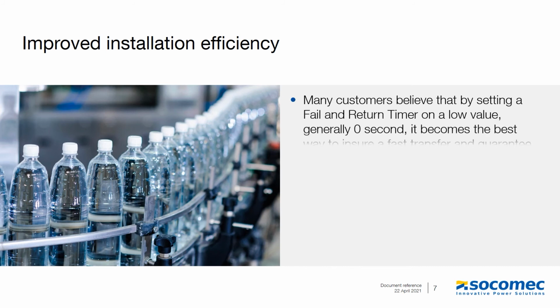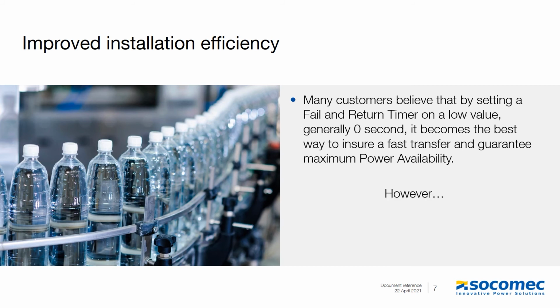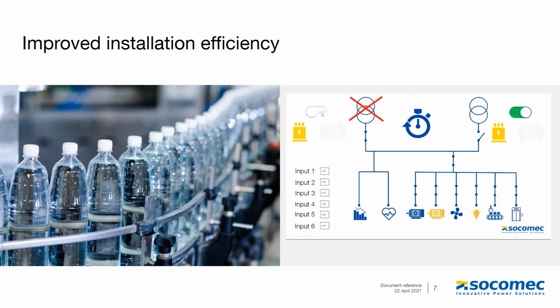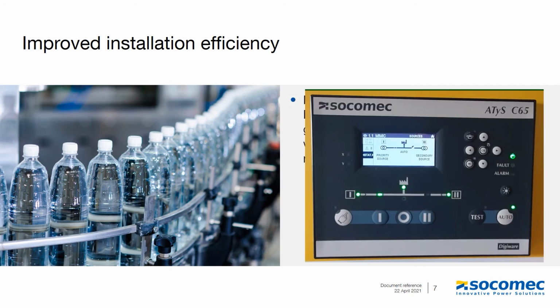Now, many customers believe that by setting a fail and return timer to a low value, generally 0 seconds, it becomes the best way to ensure a fast transfer and guarantee maximum power availability. However, what happens if your priority source goes back and forth and is considered available and not available many times by your ATSE? The product will actually perform several transfer operations before finding a proper stable power source. In the long run, this will greatly impact your installation and downstream loads' overall power availability, as well as create a premature aging of your ATSE life cycle.